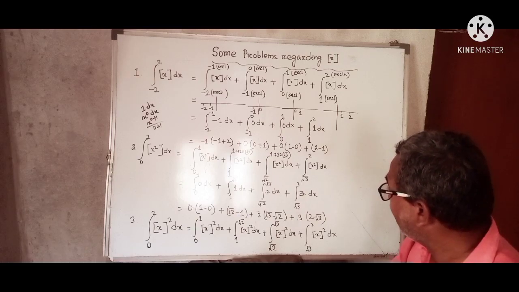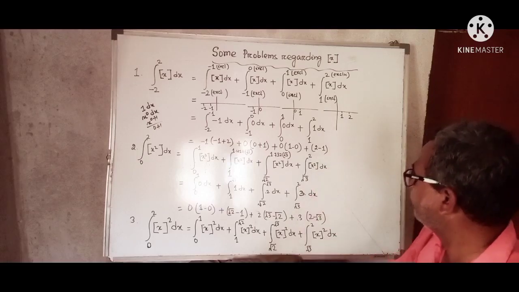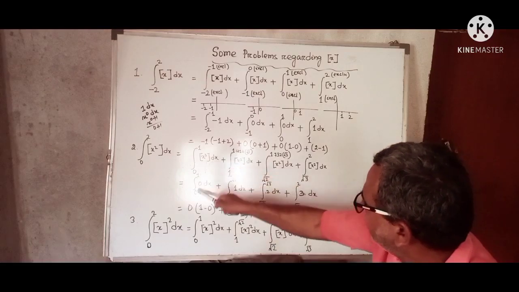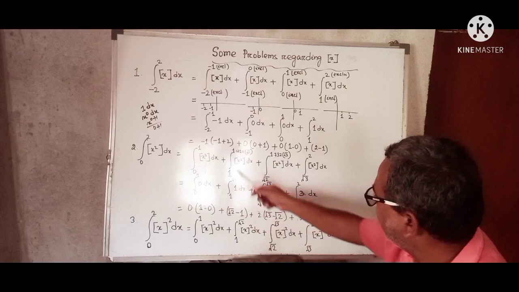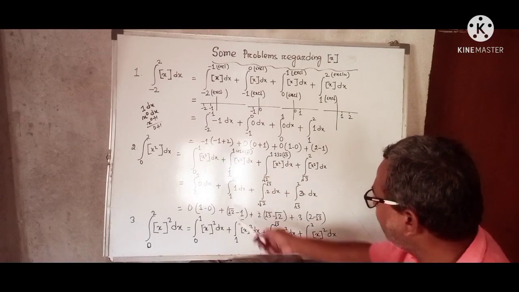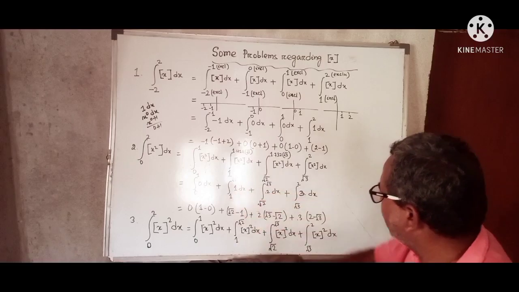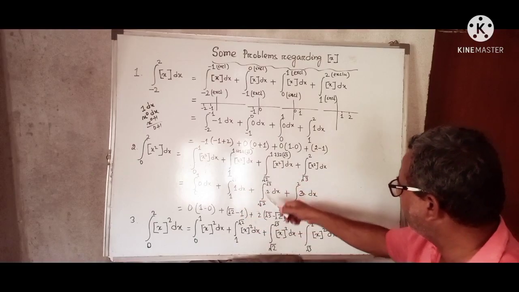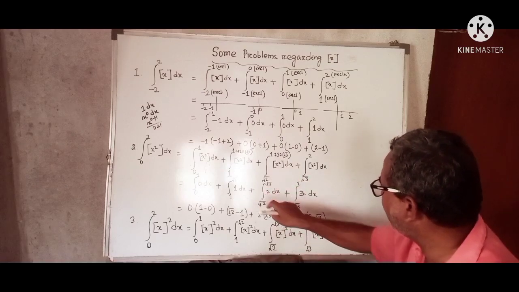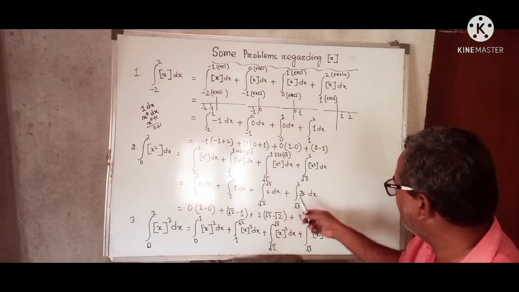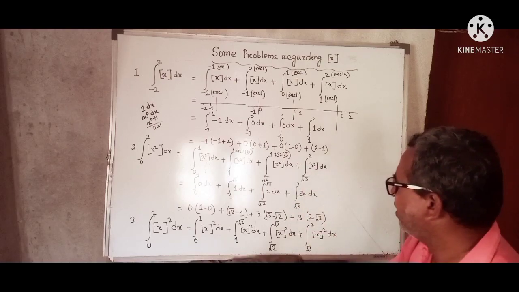Then root 3 up to 2. Its value will be 0, and here the value will be 1, and here the value will be root 2. The value will be 2, and here the value will be 3, right?